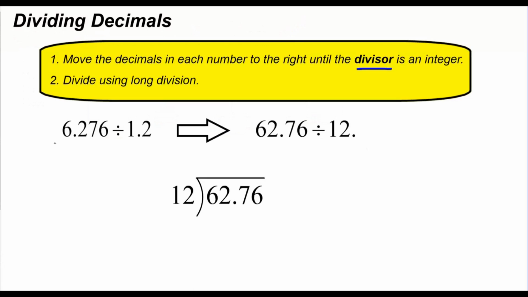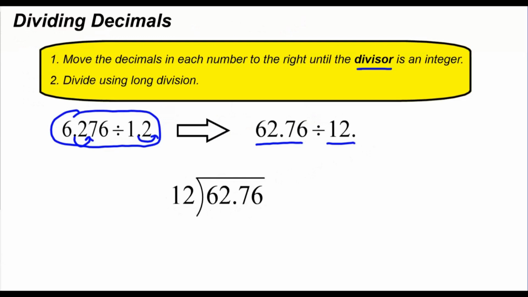So if you look at this problem right here, we have 6.276 divided by 1.2. What we're going to do is move the decimal to the right until our divisor, which is the 1.2, is an integer. So we're going to make this 10 times bigger by moving the decimal to the right and make that a 12. So we also have to make this 10 times bigger. We're going to move it to the right once to make it 62.76 divided by 12. These are equivalent division problems, but it's much easier when our divisor is a whole number. So now we can do this problem and get the same quotient.